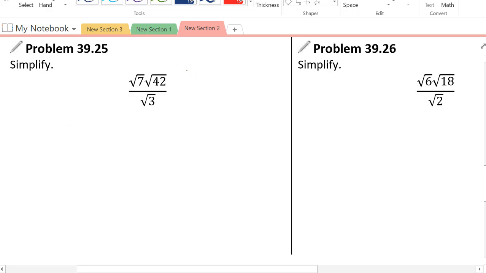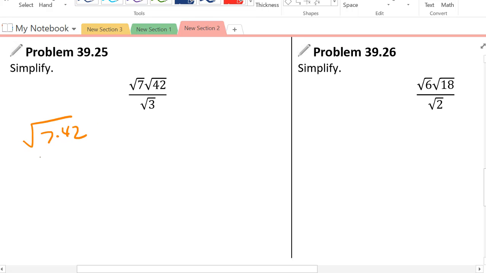So you would first multiply 7 times 42, which would give us, let's just do it over here. And don't forget it's over radical 3. And again, I'm able to multiply 7 times 42 because they are both inside of a radical. So 7 times 42 gives us 294. But it's still in the square root. I didn't take the square root yet. I'm just multiplying inside. So I still have a square root.